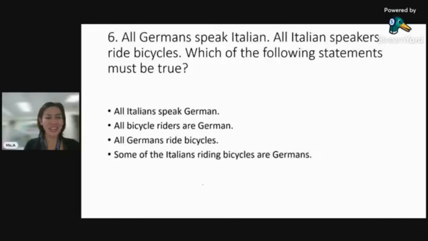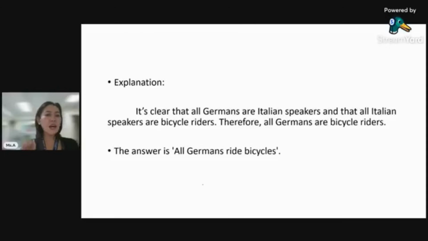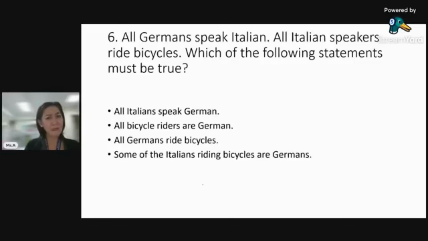Okay. So, answer ninyo po ay may nag-answer po ng C, may nag-answer ng B, may nag-answer ng D. Okay. The answer is all Germans ride bicycles. Di po kasi not all. Possibly, some Italians. Pero po kasi, hindi po Italians, nagsasalita po ng Italian ang mga Germans. Yun po yung confusing.